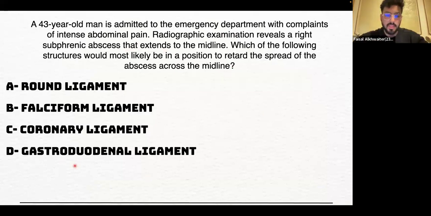So I'm just going to try and explain this. This is the subphrenic space, it's right here. Let's say it's on the right side. It says the right subphrenic abscess. So what ligament? You guys took the ligaments, I think. The coronary, the falciform, the round ligament. So what stops the abscess from extending to the midline?